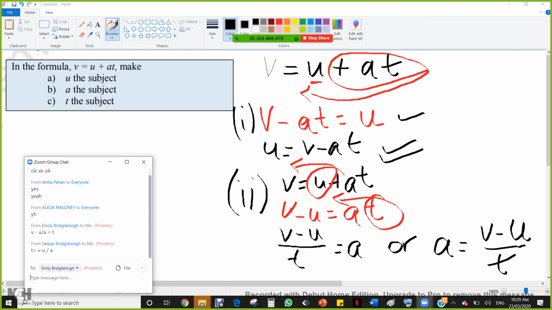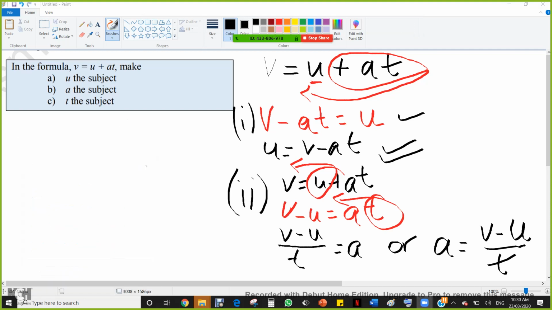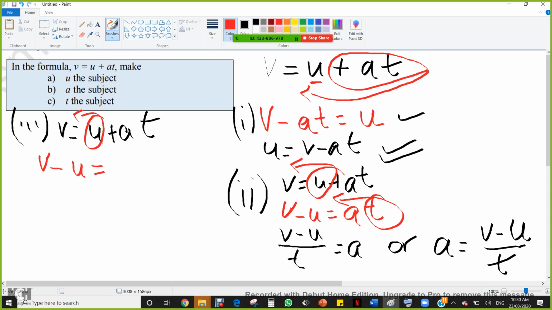Okay, so the third one, well, part C, we have to make T the subject of the formula, right? So V is equal to U plus AT. So this does not belong here. That's the easiest thing to carry across. So V minus U is equal to AT.